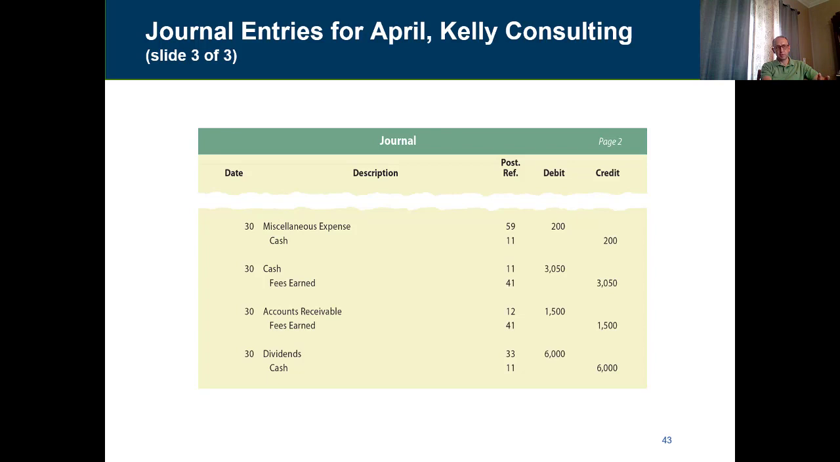One thing I want to make sure that you're clear about is how we record the journal entry: we record the date, we debit the account first, and then we credit the other account, and we put the values. And whenever we post them, we report in the post reference column the number of the code of the account that it's been posted to.